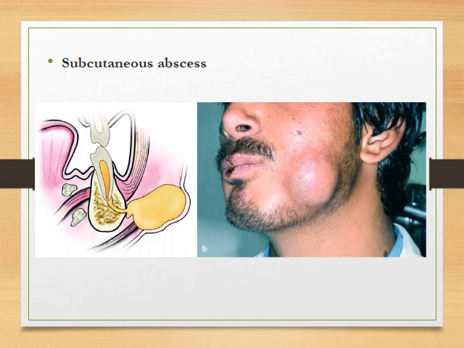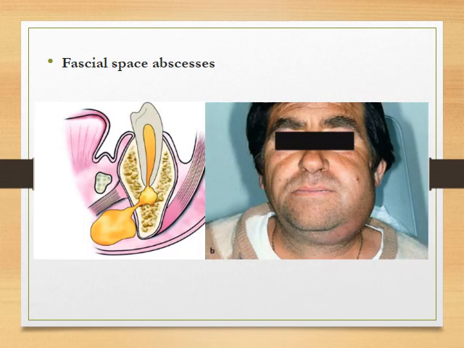If the perforation of the infection and pus occurs extraorally through the loose connective tissue, it will cause subcutaneous abscess. Sometimes it spreads through facial planes and spaces, forming a series of facial space abscesses, which we will discuss thoroughly in the next lecture.